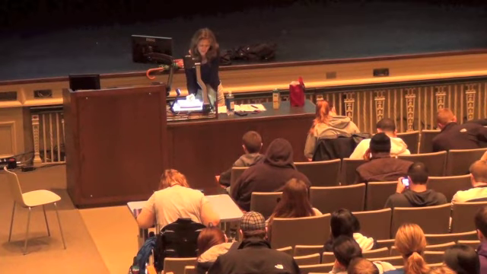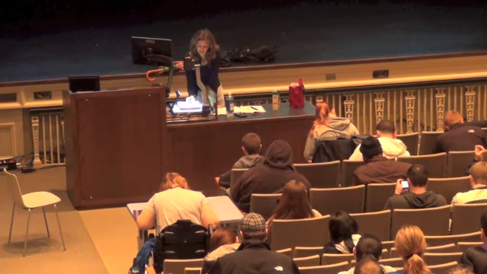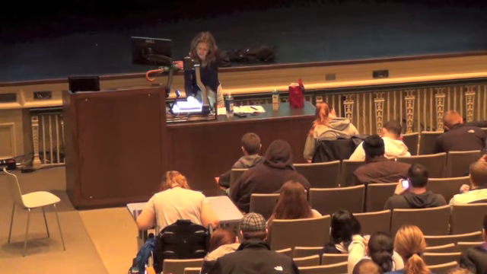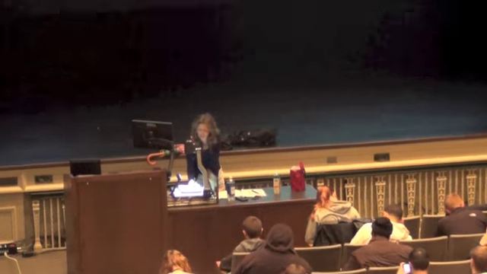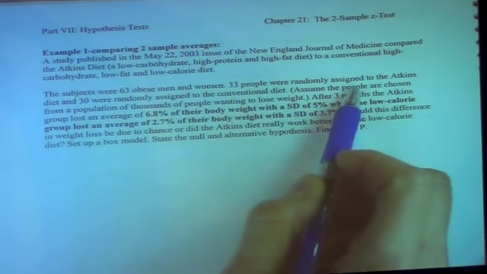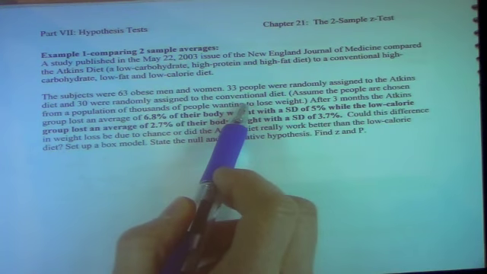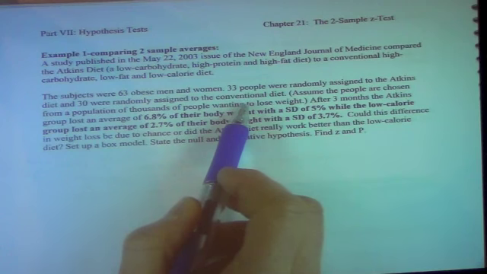So this was amazing. I said, wow, this is just what we do in Stat 100. Let's see how it came out. So here's how they did it. The subjects were 63 obese men and women. 33 were randomly assigned to Atkins, and 30 were randomly assigned to the conventional low-fat diet.